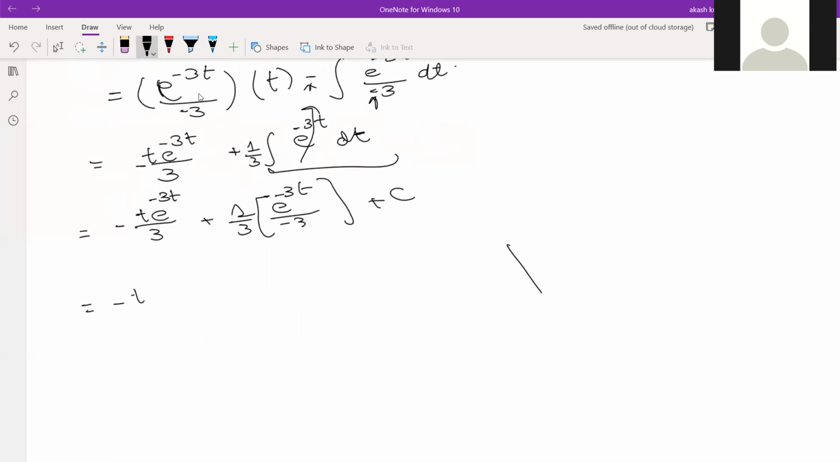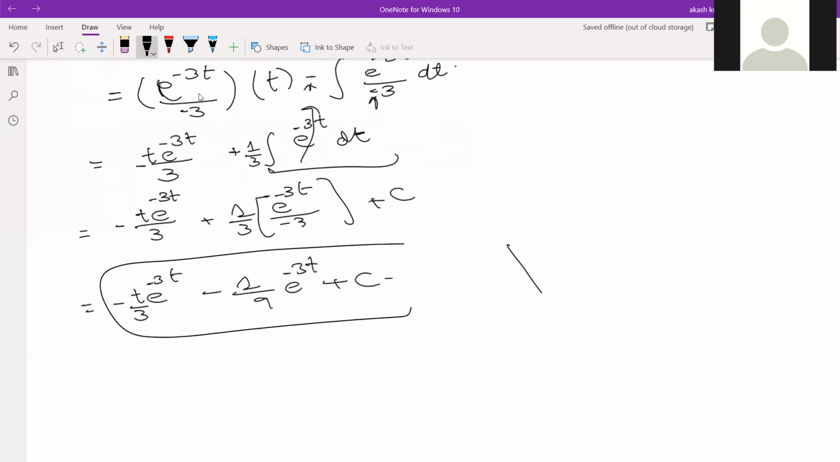So it becomes minus t over 3 e to the power of minus 3t, minus 1 over 9 e to the power of minus 3t, plus c. This is the answer. Is it clear? Yes, clear. Okay, let's end it here.